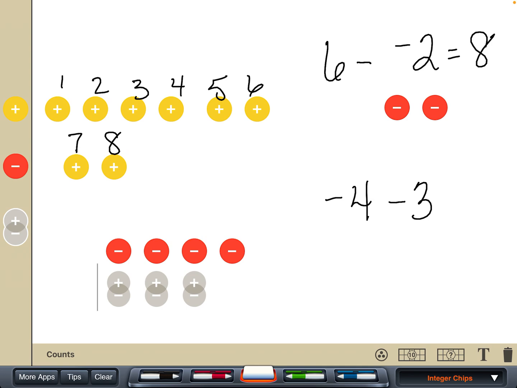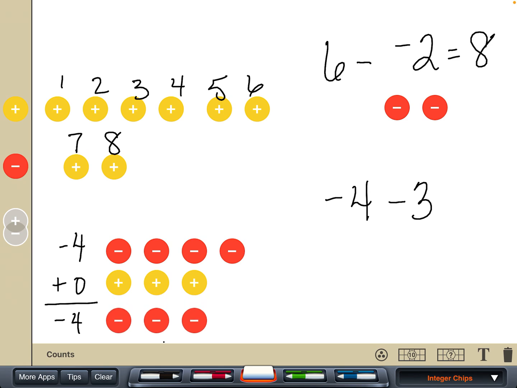I'm going to separate those 3 zeros, right? Let's just make sure we understand, right? This is -4 plus 0. That's still -4. So this value, even though we have more counters than just 4 negatives, the value of that is still -4, right? Okay, so let's go ahead. Let's separate our 0 pairs.